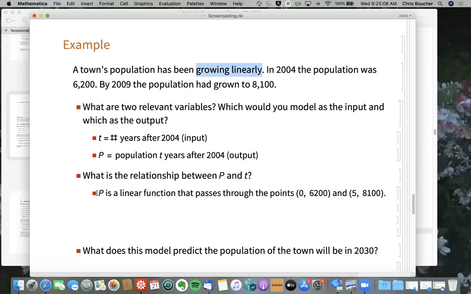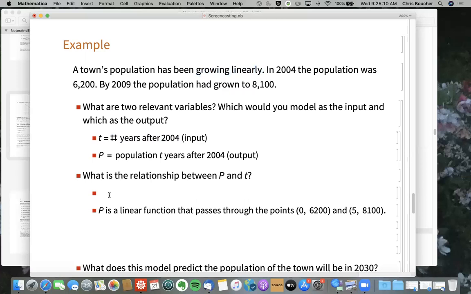So right away, let's do a little preliminary here. We know that P is equal to MT plus B, right? As soon as we read growing linearly and as soon as we identify the variables, we can write this down right away. So the only question really is what's M and what's B?